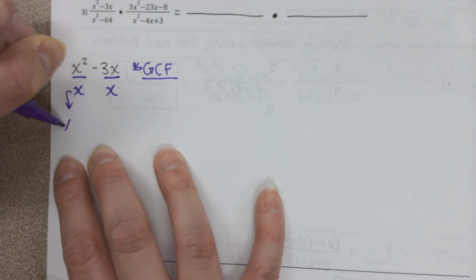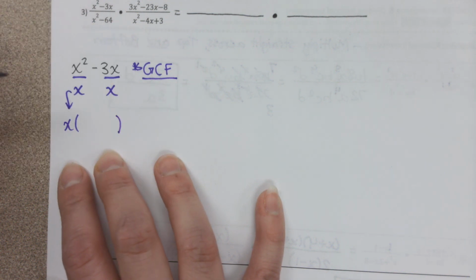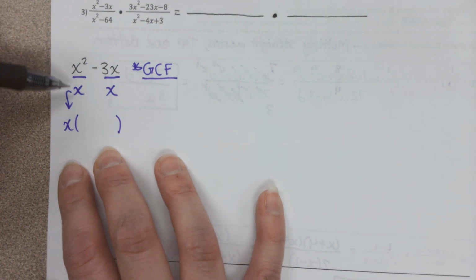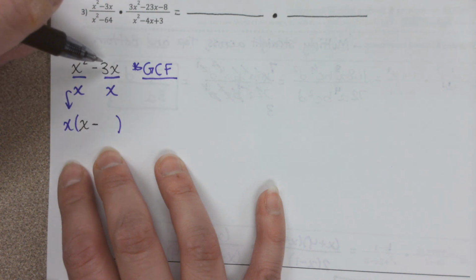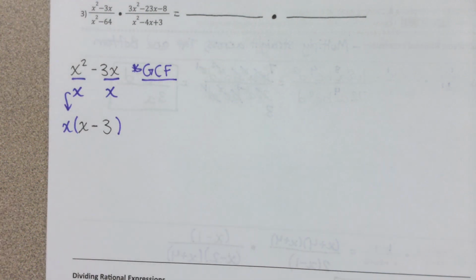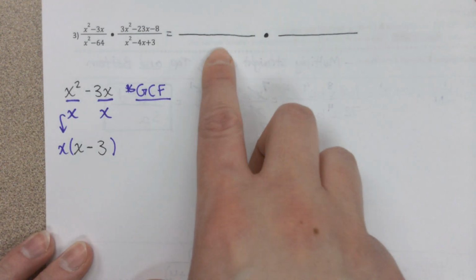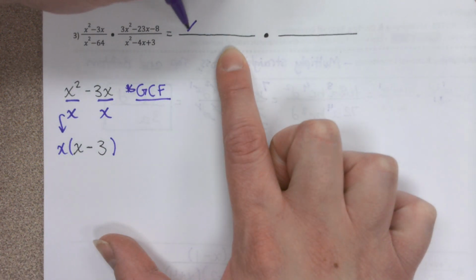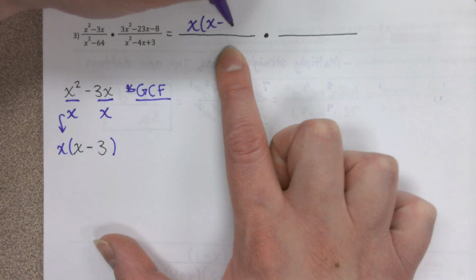So the x comes out, it doesn't disappear. And then inside of those parentheses, x squared over x, that's just going to leave me with a singular x, minus the 3 will stay, and the x's are both gone. So the first fraction on the top, I'll replace it with x times x minus 3.